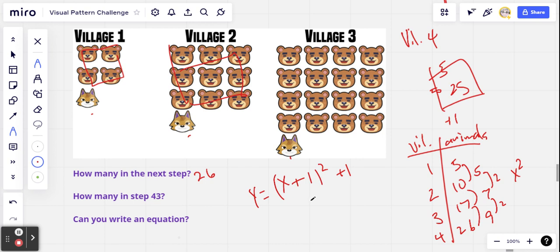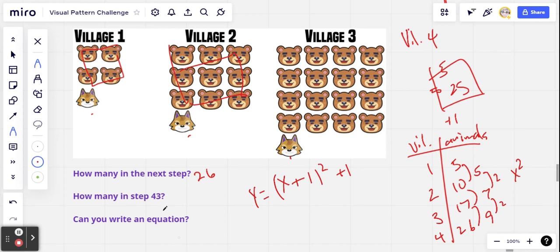Now, you could FOIL this out. You'd get x squared plus 2x, and then if you added that together, plus 2. I think I'm going to leave it like this because it so nicely matches the visual representation we have here. Bear, fox. So that's fine for our equation.